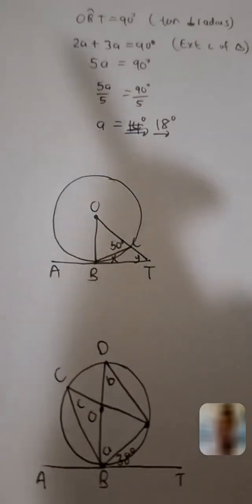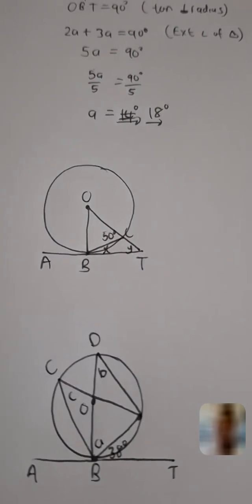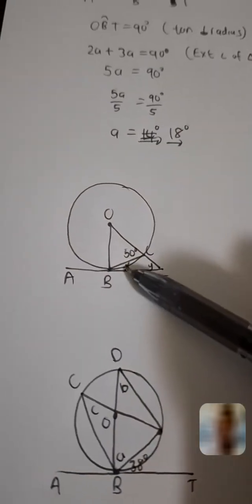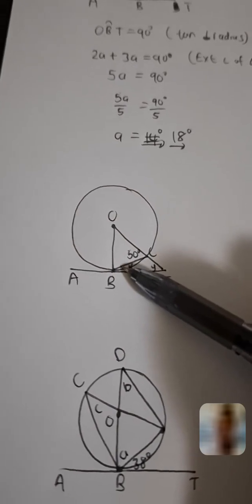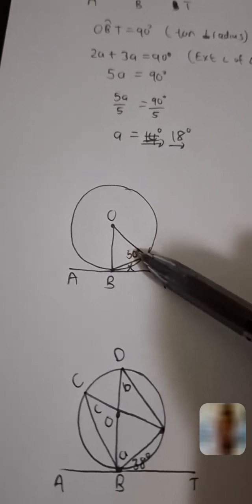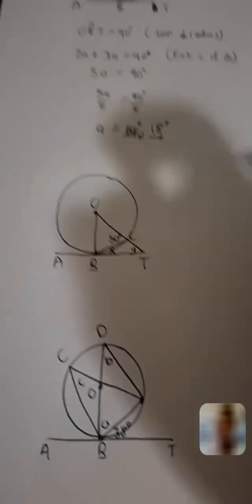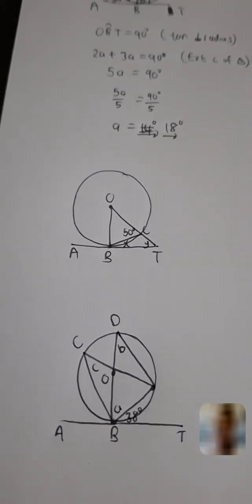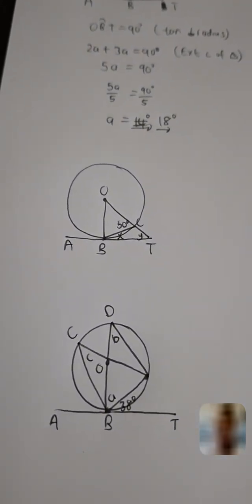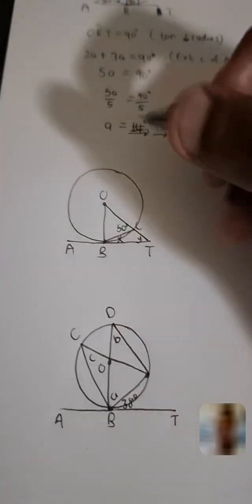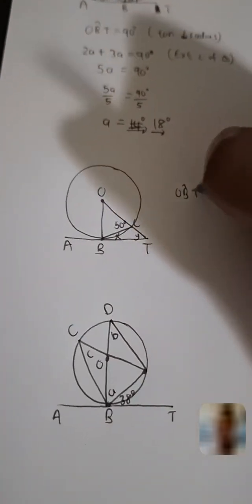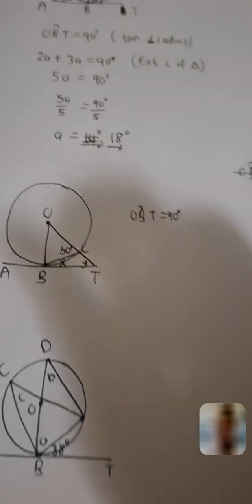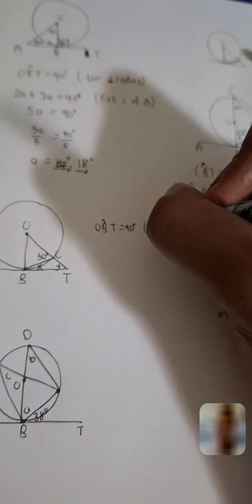So ABT is the tangent and O is the center. We want the value of x. X is this angle here, and OBC is this angle there, and you are given the 50 degrees, which is this angle here. Angle OBT is equal to 90 degrees. What is the tangent perpendicular to? The radius. So tangent is perpendicular to radius.